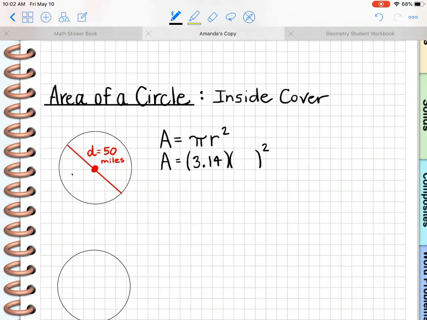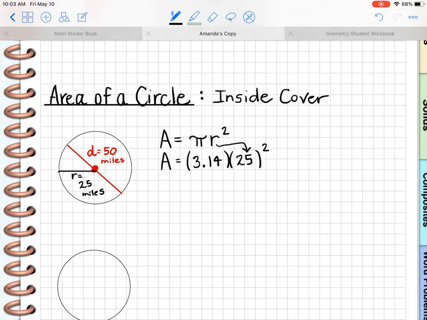So I have to come over here and find R, and I know that I cut that 50 in half and I get 25 miles. So what we're saying is that from the prison to the edge of the circle, the search area, is 25 miles. And let me draw that a different way. Let's go this way. Half is 25 miles. And that's what goes into the formula. You can't just put D in there. It has to be the radius because that's what the recipe asks for.